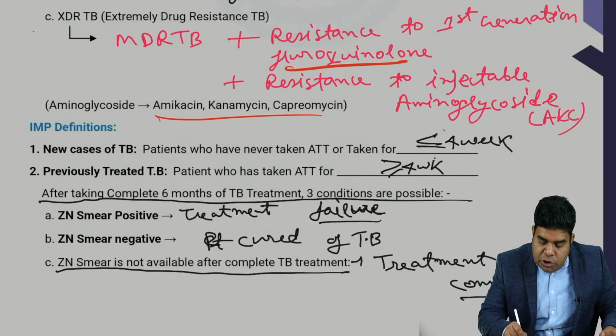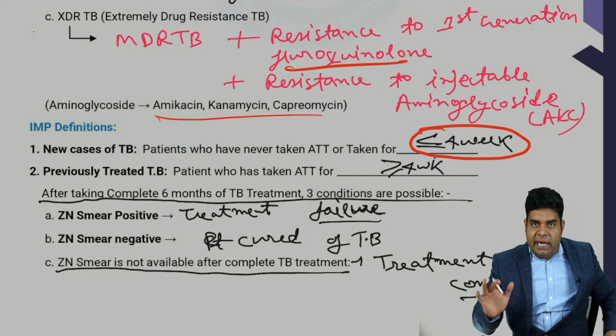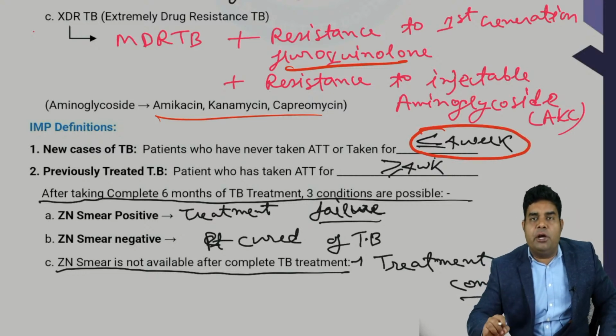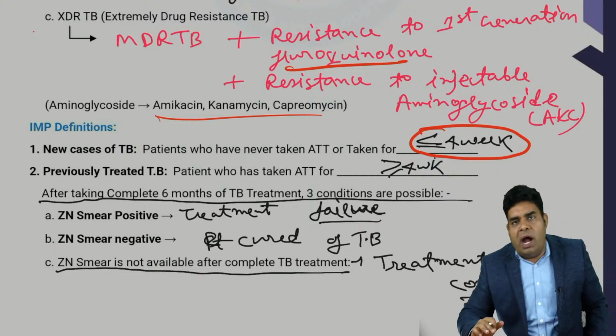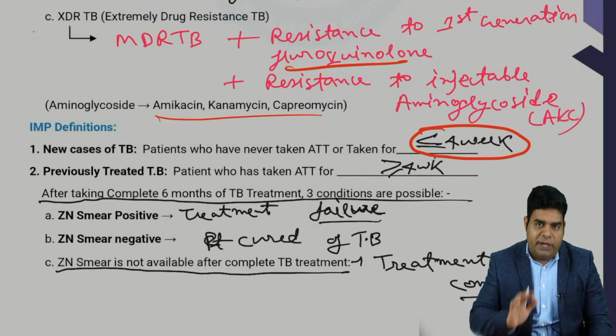What is a new case? A new case is the one which has not taken treatment in the past, or if taken treatment, the duration is less than 4 weeks. Previously treated are all those who have taken treatment in the past for more than 4 weeks.